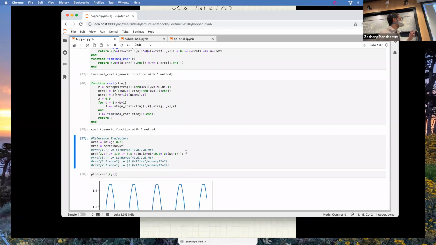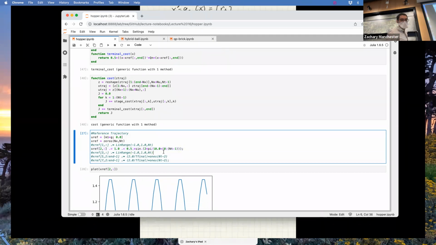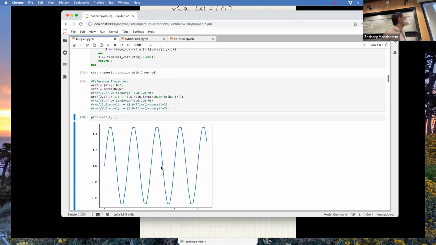So here's this reference trajectory. I want to make it hop. Right now, the first thing we're going to do is make it hop in place. To get it to hop in place, I'm just going to write down a sinusoidal reference trajectory that I'm going to apply to the z-axis positions of everything. So that's that. Here's what it looks like. And this is going to go in the cost function as the reference that it's going to try to track.